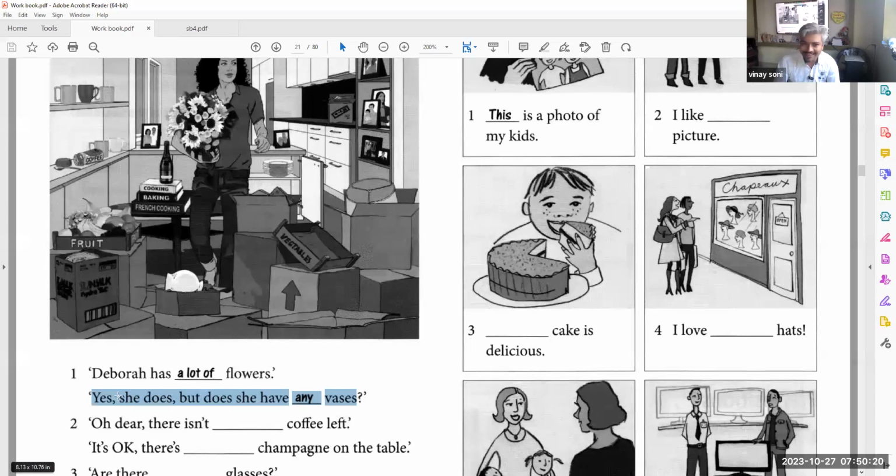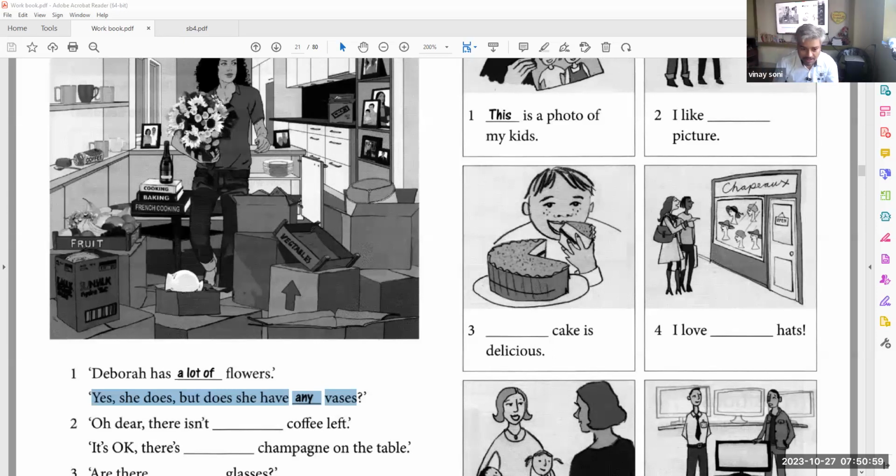हाँ यार, सही बोल रहे हो. But does she have any vases? Vases means children? Vases. Yeah, vases are those decorative pieces of items, okay, decorative items, which you keep in your living room, in which you keep the flowers. A decorative item, a decorative pot in which you keep the flowers.